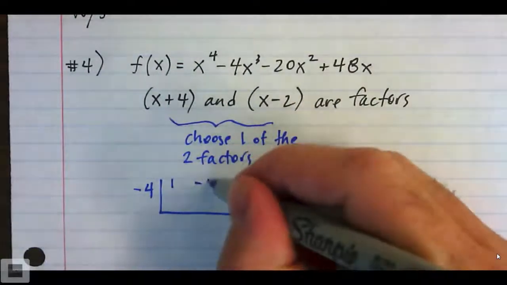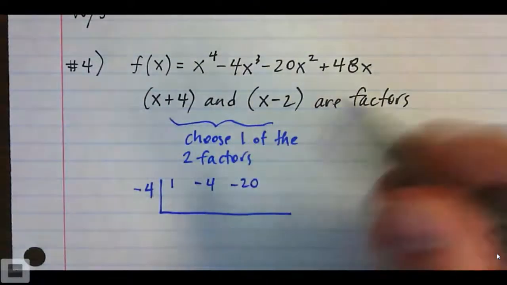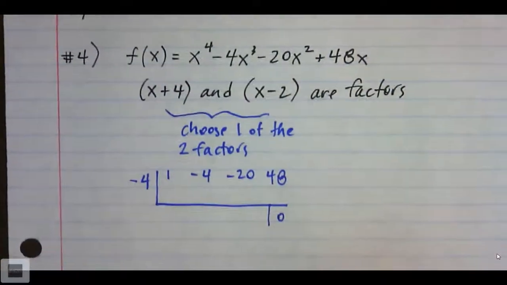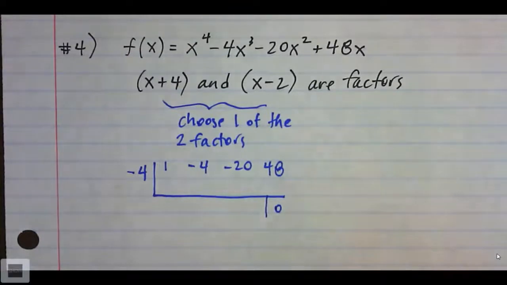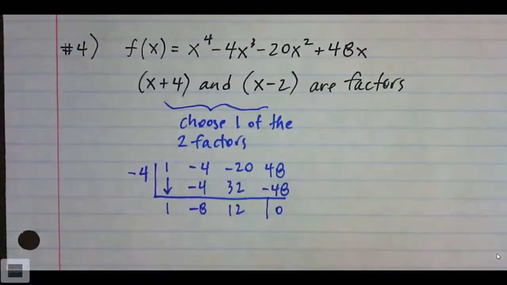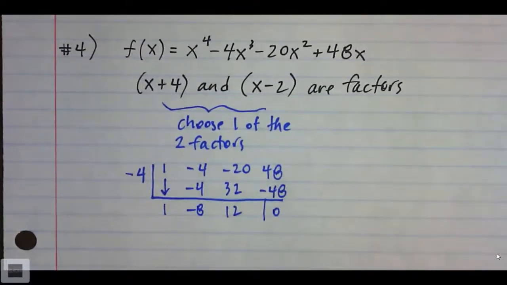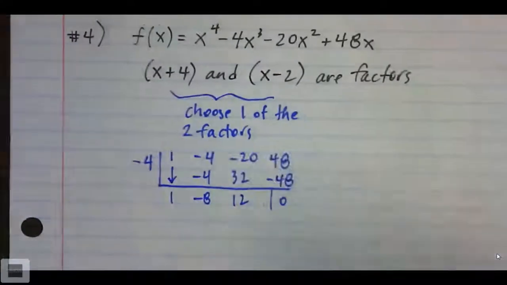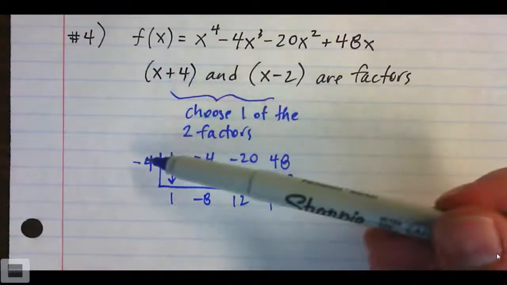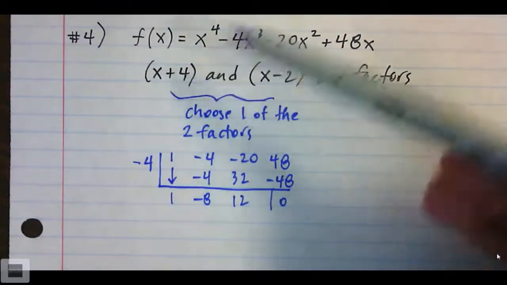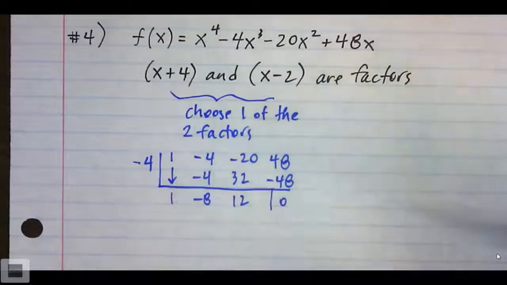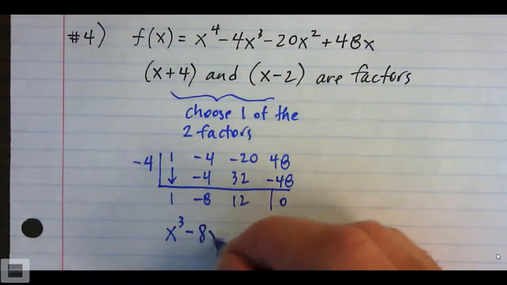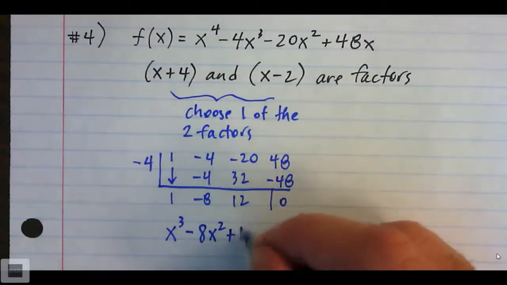So I plug in all the numbers, making sure I'm not missing anything. And then no surprise that I get 0 at the end, so I can be confident. So after we go through synthetic division, we get the following numbers, and especially 0 at the end. So I chose x plus 4. I use the opposite number because it's a factor. And if I started with the x to the fourth, this is going to start 1 degree less. So this would become x to the third minus 8x squared plus 12x.